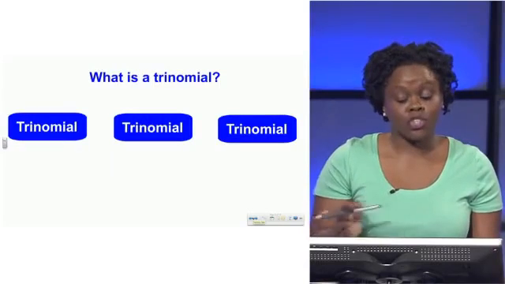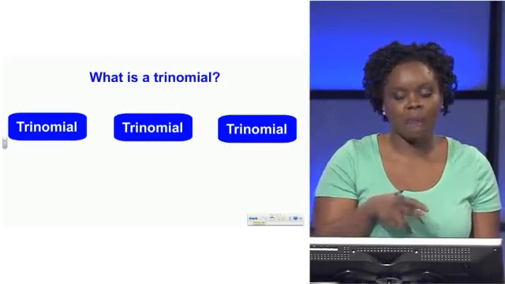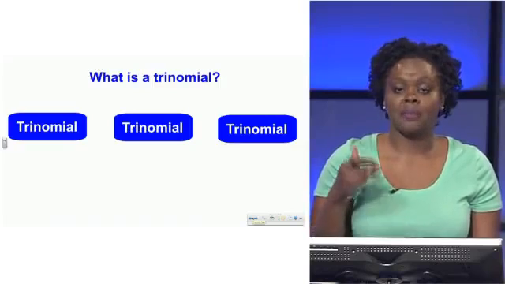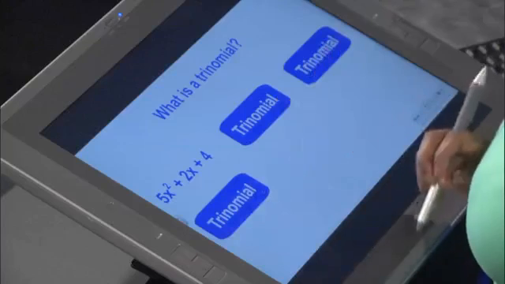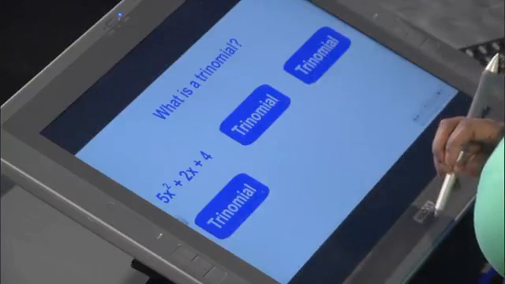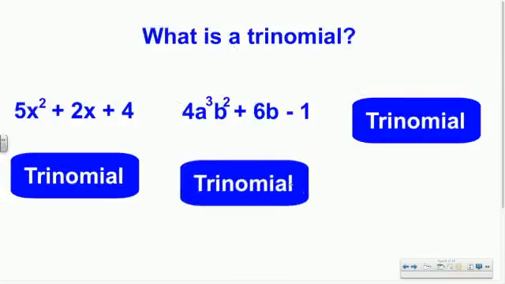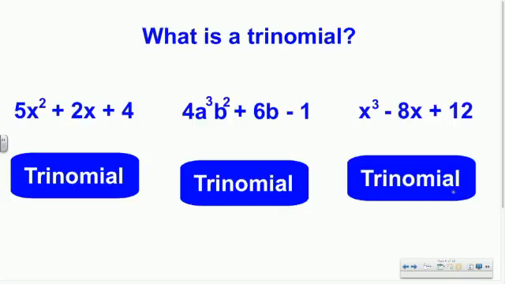Okay. A trinomial, I bet you might have noticed from that prefix tri, is a polynomial with three terms. So for example, 5x squared plus 2x plus 4. Or, here we go, 4a cubed b squared plus 6b minus 1. That's a trinomial. It's the sum of three terms. Or x cubed minus 8x plus 12. That's a trinomial. A trinomial is a polynomial with three terms.